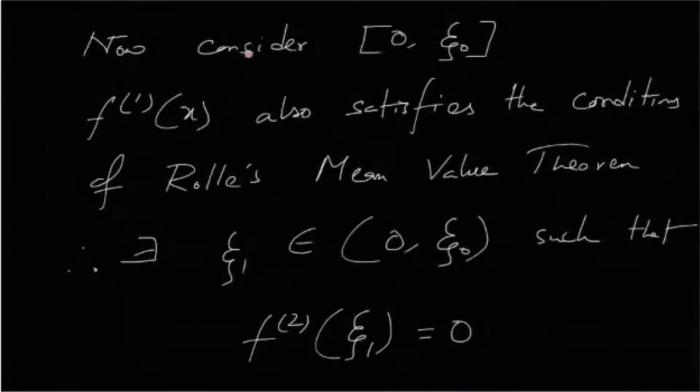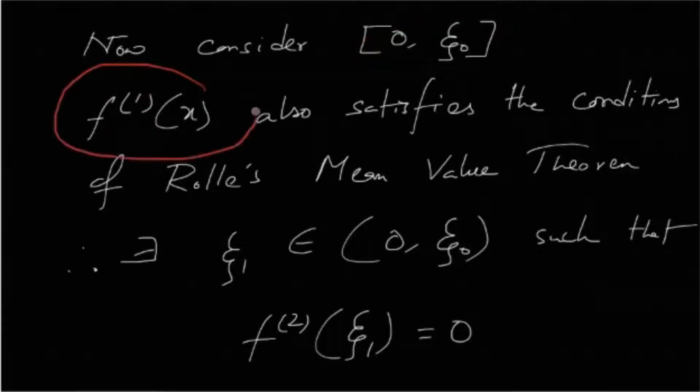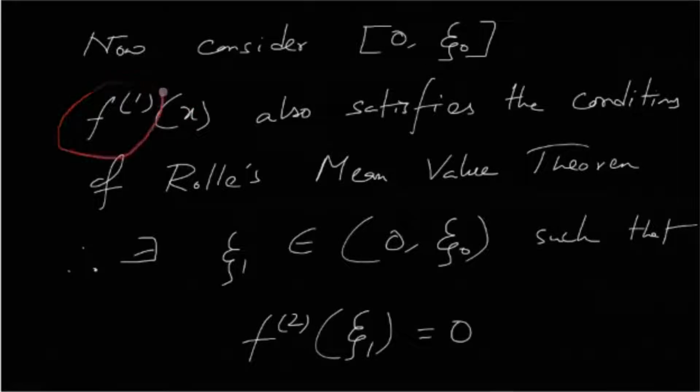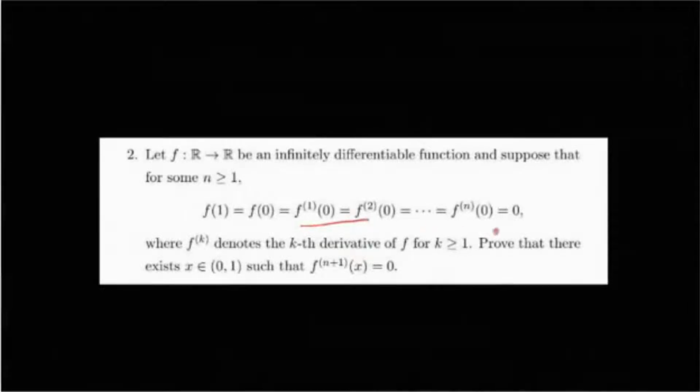Again, let us consider the interval [0, xi naught], which is obviously a subset of the original interval [0, 1]. Now consider the function f1, the first derivative of f, not the original f. This function also satisfies the conditions of RMVT. Why? Let us consider the value of f1 at the endpoints. f1 of 0 is 0, as it is given in the question.